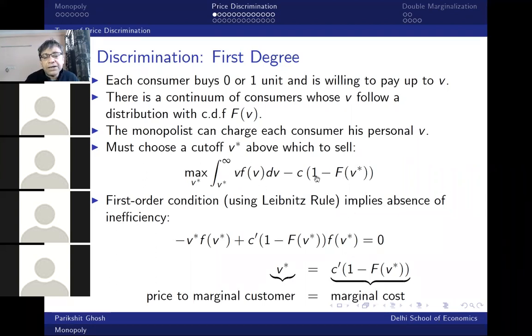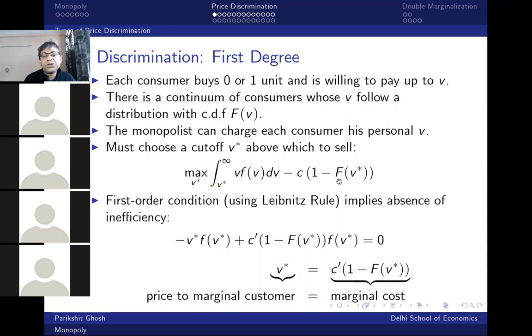Okay, so how can we set up the monopolist's problem? The threshold is V star. Remember that in this exercise, V star is a choice variable. Once it's chosen, it's fixed, but it's something the monopolist chooses. So if the monopolist chooses some arbitrary V star, everybody whose willingness to pay is above that buys the product, and they're charged their individual V. So this is the expected revenue: the total V, or willingness to pay, of all consumers whose values lie above the threshold V star. This is the revenue of the monopolist, minus this, the cost, okay?